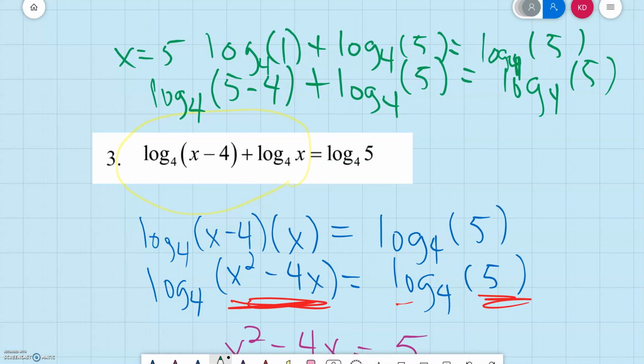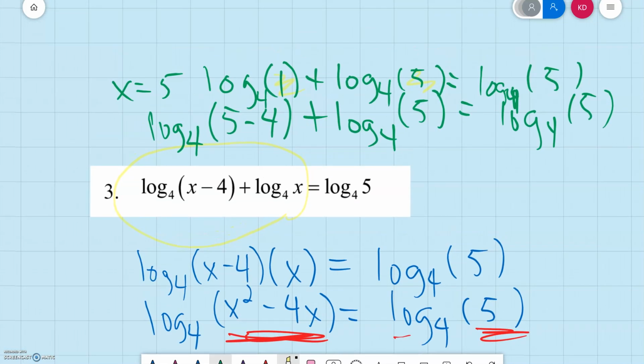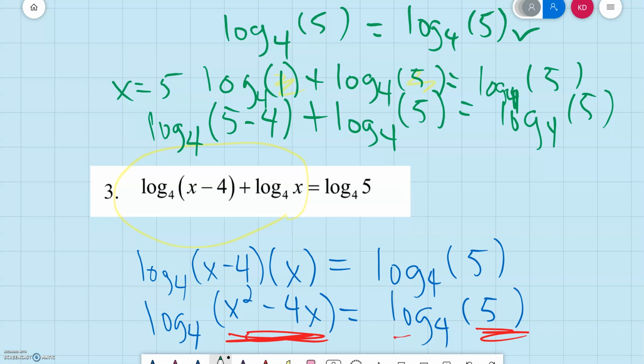As I continue, I will multiply these two values using the product property. So let's see, log base 4 of 1 times 5 is 5. So that does equal log base 4 of 5 on the other side. So that checks out just fine. So our first solution of where x equals 5 works just fine.